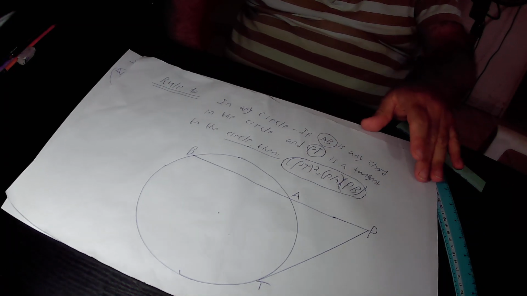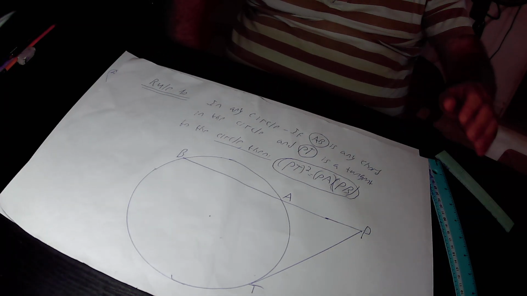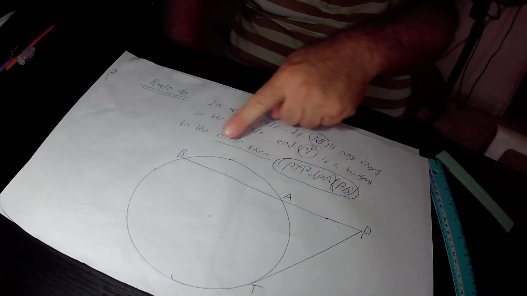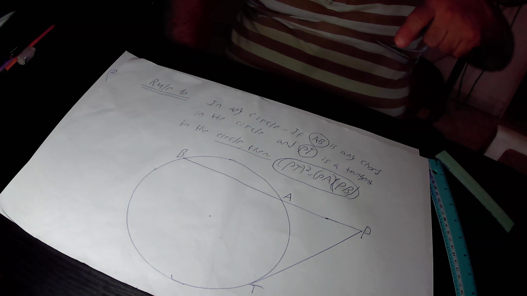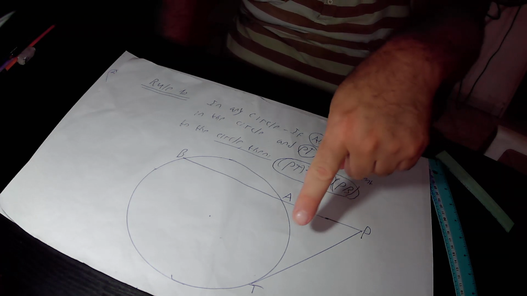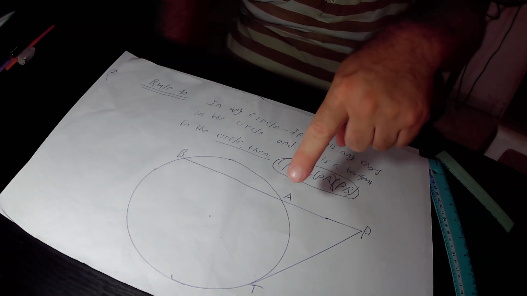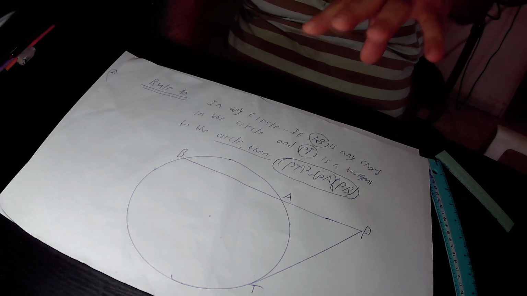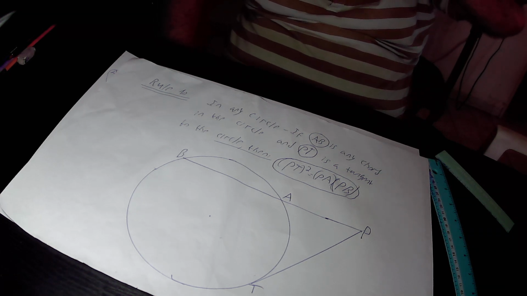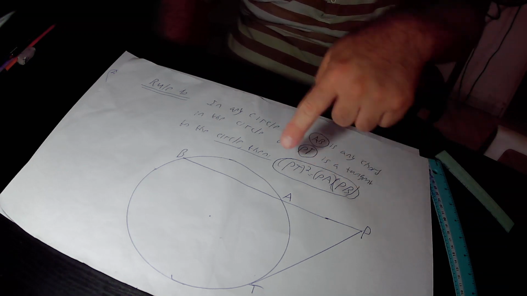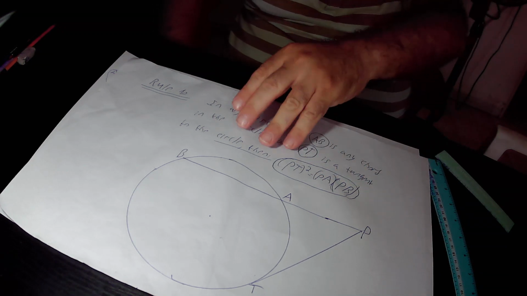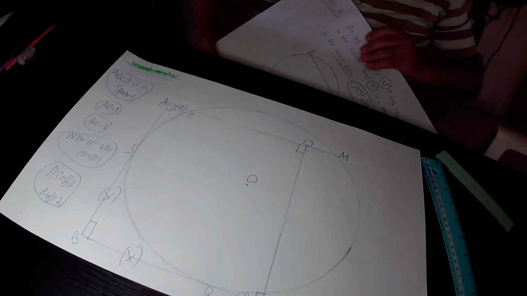In any circle, if AB is any chord in the circle, and PT is a tangent to the circle, tangent at point T, then the following equation is true: PT squared equals PA times PB. Again, PT squared equals PA times PB. So we can actually implement rule 10 in our drawing.